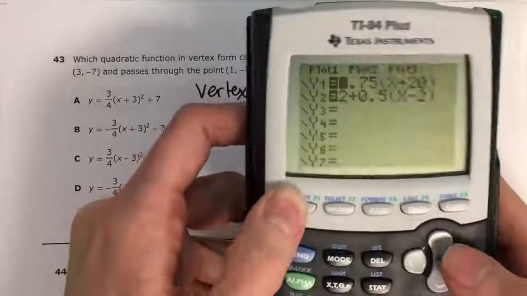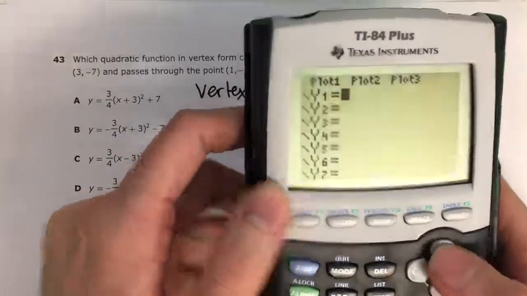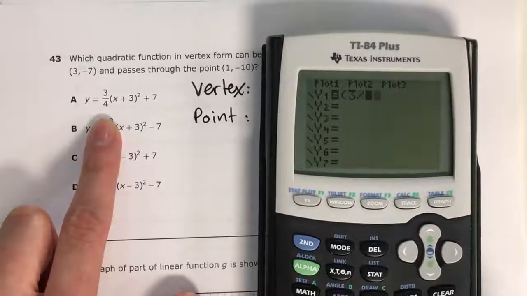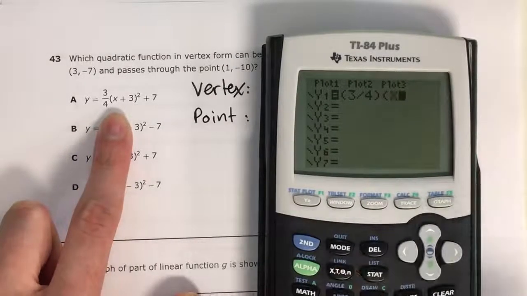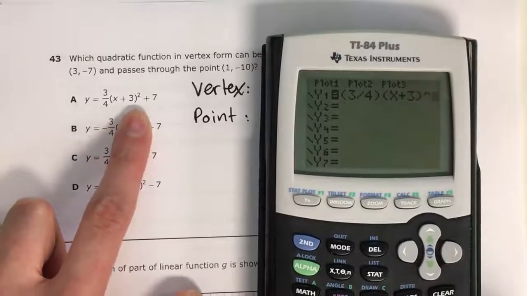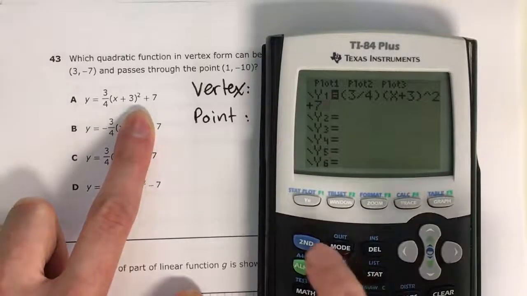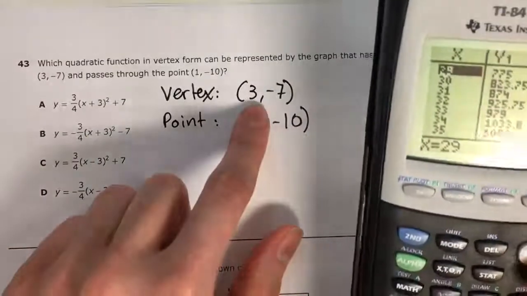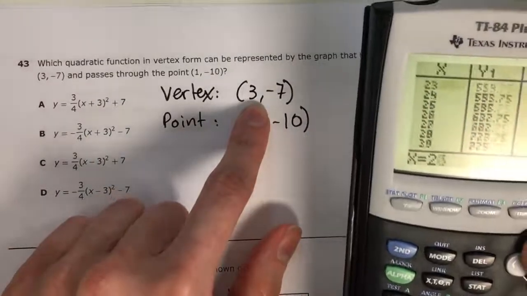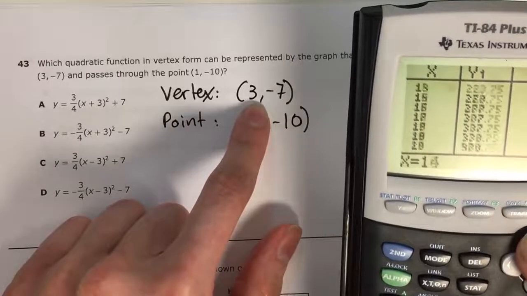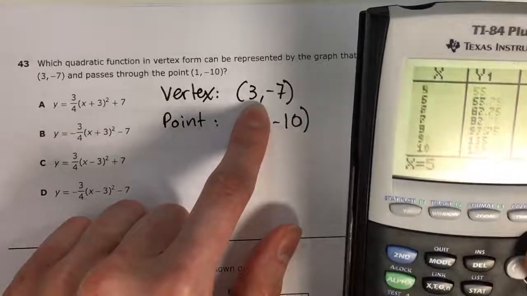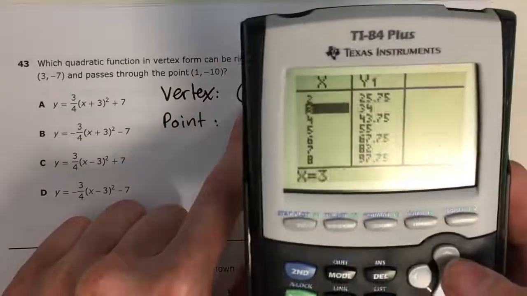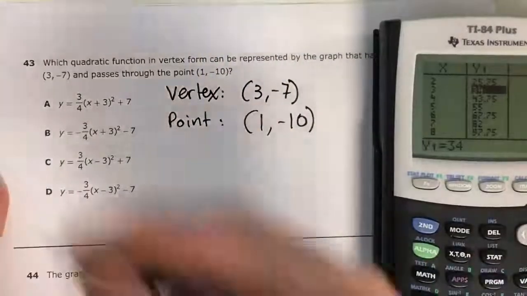So let's go ahead and push y equals, clear everything. Let's put this in the calculator. Parenthesis 3 divided by 4, parenthesis, x plus 3, parenthesis, squared, plus 7. Go to the table, second graph. Let's go to 3, -7. Oh, I need to go all the way up. You probably have to join me in that. So 3, -7. Okay, no, 3 is not with -7. It's with 34. So A is no good.